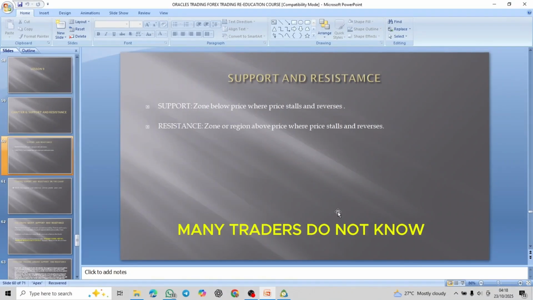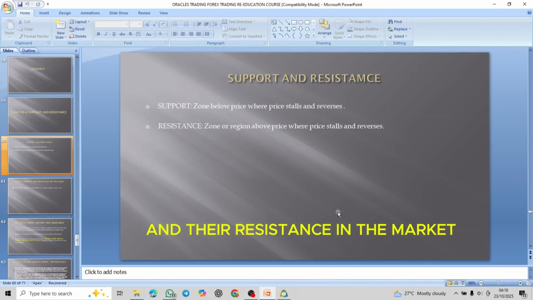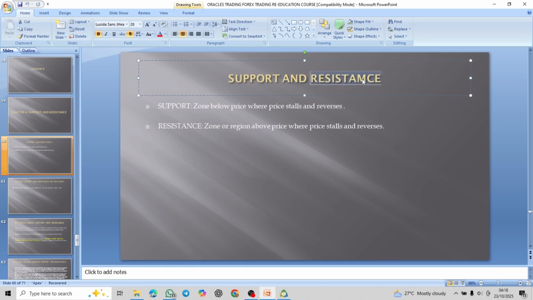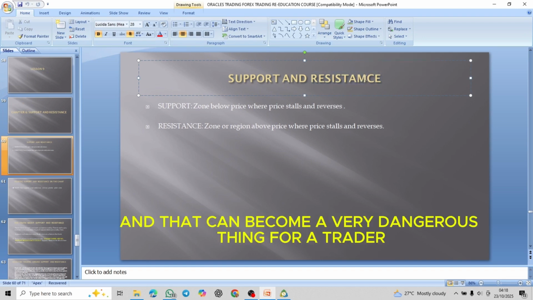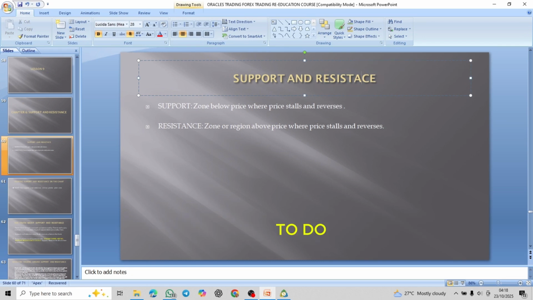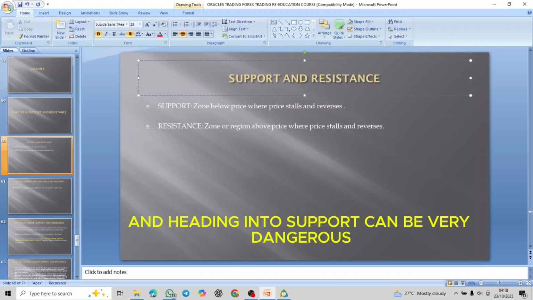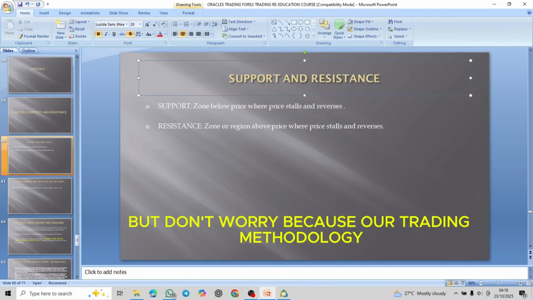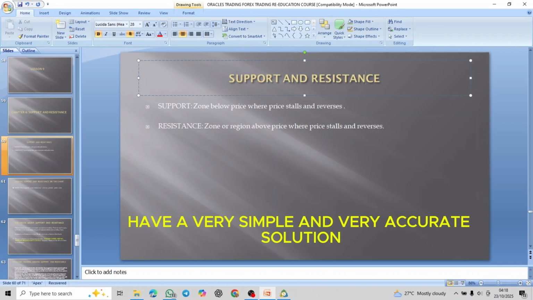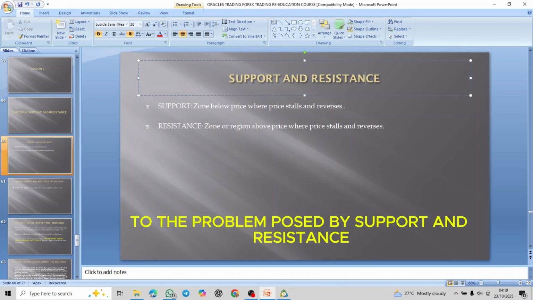Many traders do not know where to pick their support and their resistance in the market. And that can become a very dangerous thing for a trader to do, because heading into resistance and heading into support can be very dangerous. But don't worry, because our trading methodology has a very simple and very accurate solution to the problem posed by support and resistance.